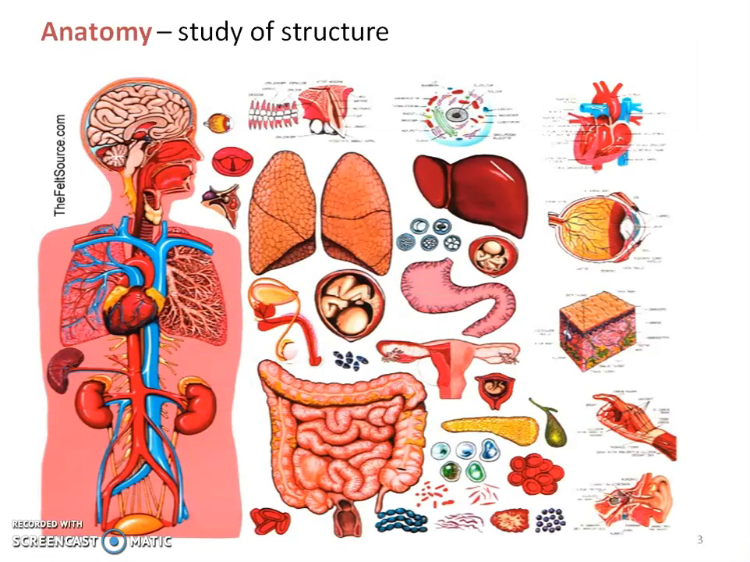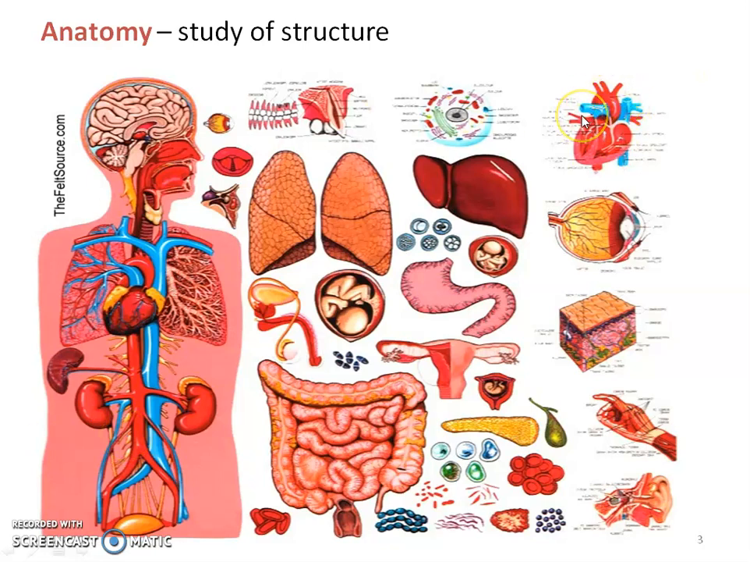First, anatomy: the study of the structure. In these photographs you can see many varieties of systems as well as organs in the human body. These organs combined together make one beautiful thing. This we can say is our body, the human body.